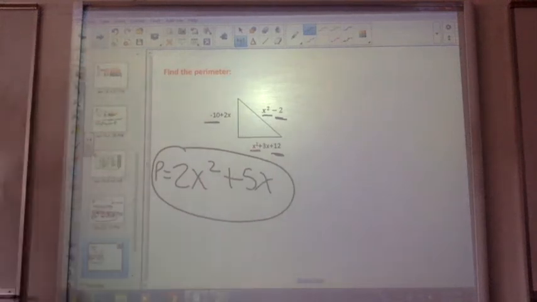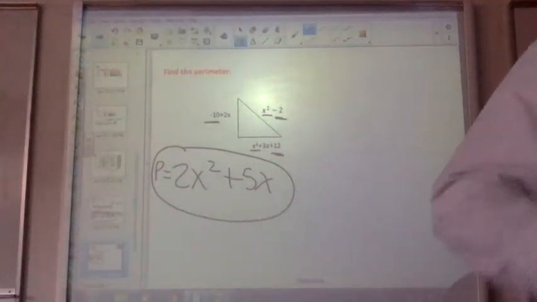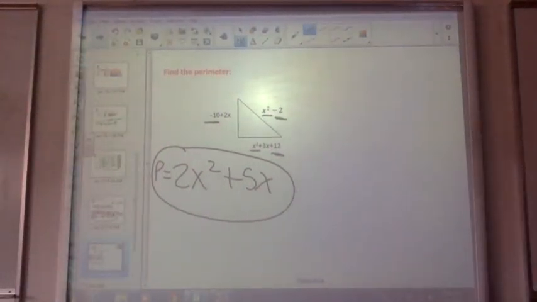That's all it is. Can you explain how you got right here? How do I get the perimeter? Just added up all 3 sides. So I add x squared plus x squared is 2x squared. Right? And then I had a 2x and a 3x. So if I add those together, I get 5x. And then negative 10 minus 2 is negative 12. Negative 12 plus 12 is 0.